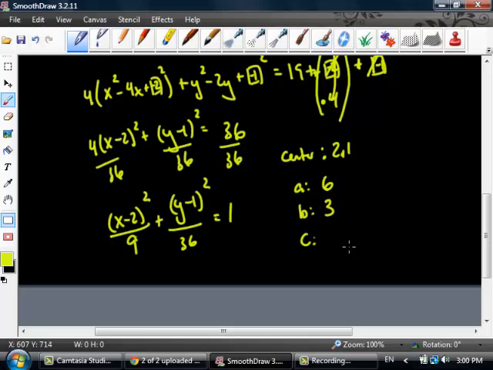Okay? C is found using the formula C squared equals A squared minus B squared, so it should be root 27. Don't worry about reducing it. I just need an estimate. Should be about 5.2.